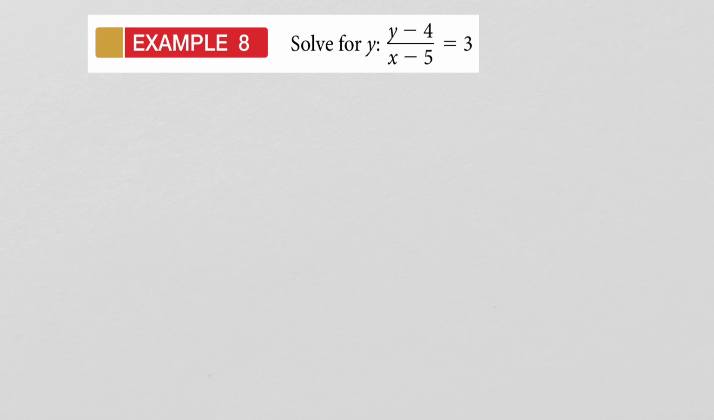Now, slightly different type of problem. So we still have a rational equation. We have y minus 4 divided by x minus 5 is equal to 3. But this is not really an equation per se. This is a formula. Remember, a formula is an equation that has more than one variable, which is exactly what this has. So what we're doing here is we're solving this equation or this formula for y. So we want to get that thing right there by itself.